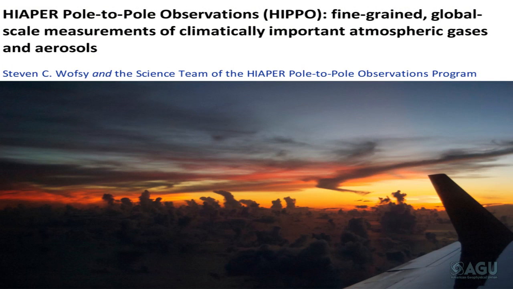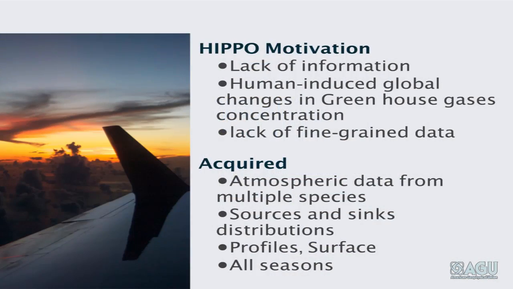The name HIPPO comes from the Hyper, which is our aircraft called the G5. It's a high altitude airplane, and it was an experiment that went from pole to pole, making basically atmospheric observations. They were trying to understand gases that were man-made and how these gases were distributed throughout the globe. So HIPPO provided a lot of opportunities.